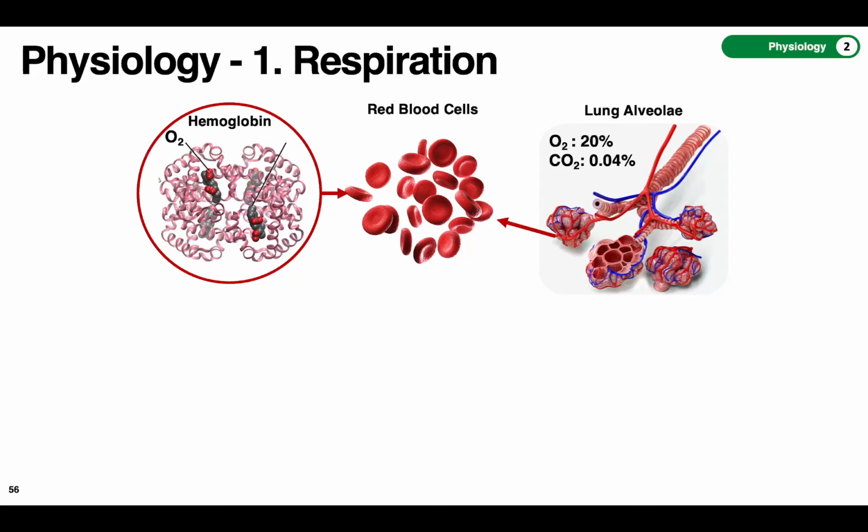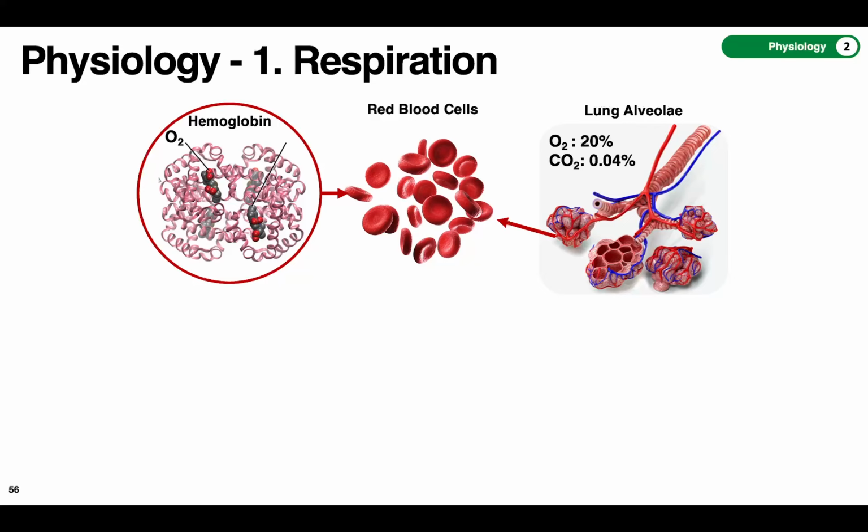And I just want to note here that CO2 is toxic to the body because for one thing, it's going to compete with the oxygen to bind hemoglobin. And so the more CO2 there is, the less capacity the hemoglobin will have to transport oxygen. And so that's the first problem. So that's why we need to get rid of CO2.